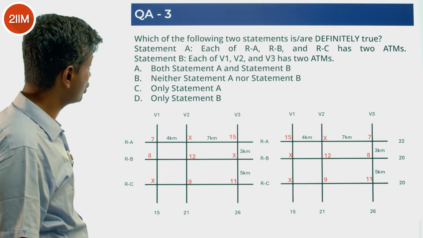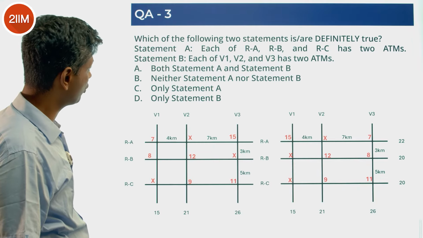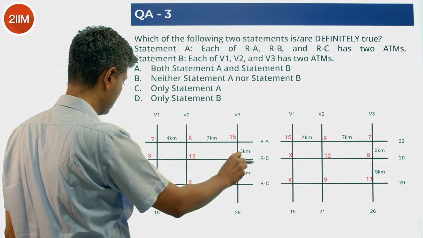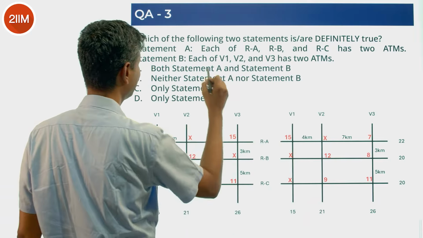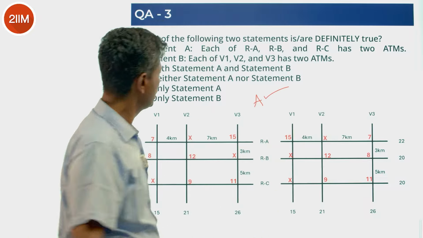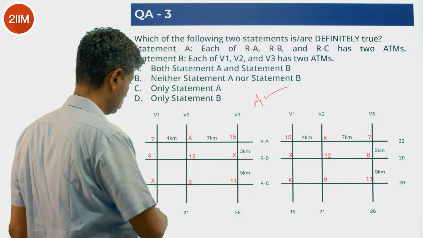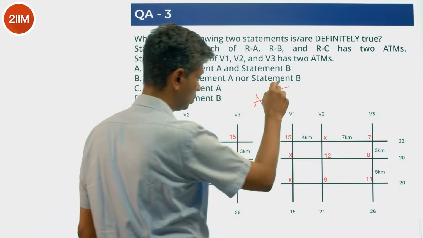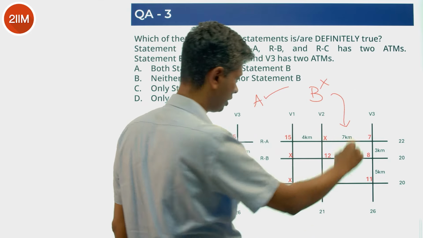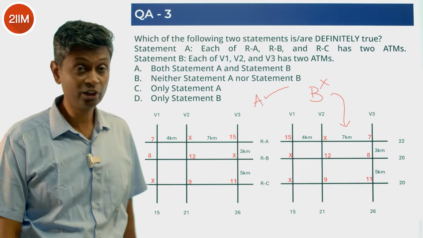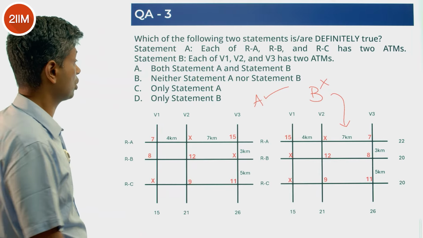Which of the following two statements are definitely true? Each of RA, RB and RC has 2 ATMs. RA2, RB2, RC2. Yes, statement A is true. Statement B, each of V1, V2 and V3 has 2 ATMs. 2, 2, 2, 1, 2, 3. Statement 2 is not true. This situation can be there, where in V1 there is only 1 ATM, V3 has 3. Statement A is true, but not B.